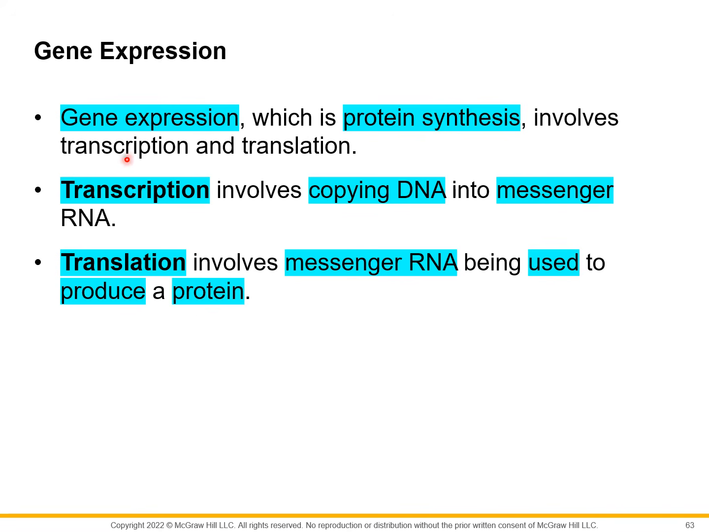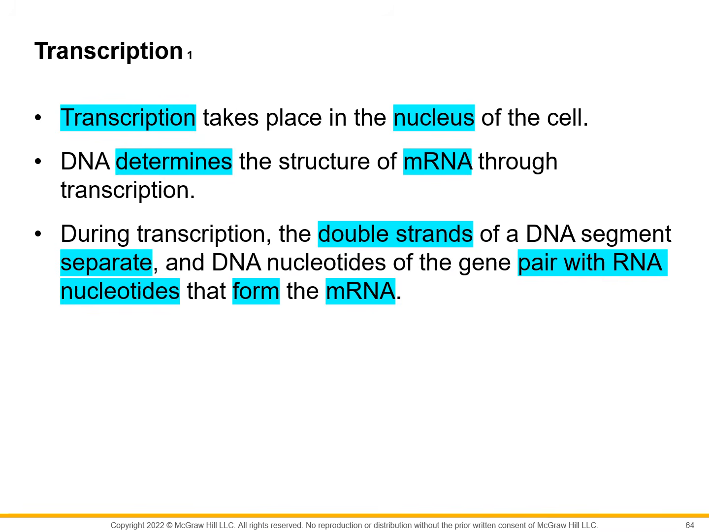Okay, so ulitin po natin, sa transcription, kakopyahin yung structure ng DNA para makapag-create ng messenger RNA. So translation, gagamitin na yung messenger RNA para, kumbaga, ito na yung mismong instructions as to which proteins need to be produced. This slide further talks about transcription. So transcription takes place in the nucleus. So the DNA would determine the structure of the messenger RNA through transcription. So as we can see here in the third bullet, during transcription, double strands of the DNA segment would separate.